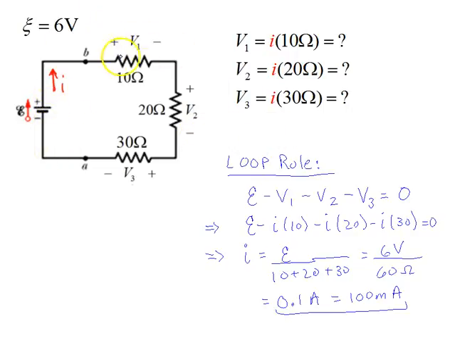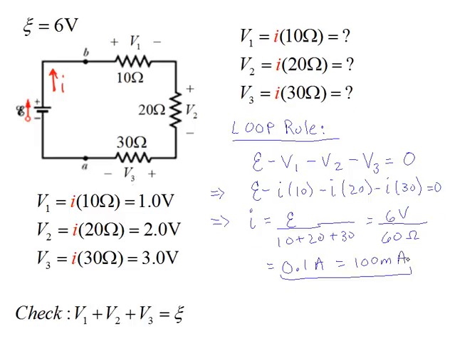increase EMF minus V1, we're decreasing our potential, minus V2, minus V3, plugging in our Ohm's law, and then pulling out our common current and solving. We get our current is 6 volts divided by the 60 ohms, or 0.1 amps. So we can then plug that back into our equations and solve for V1 is 1 volt, V2 2 volts, V3 3 volts, and then we can do our check that in fact V1 plus V2 plus V3 is equal to the EMF, and we get a check there.